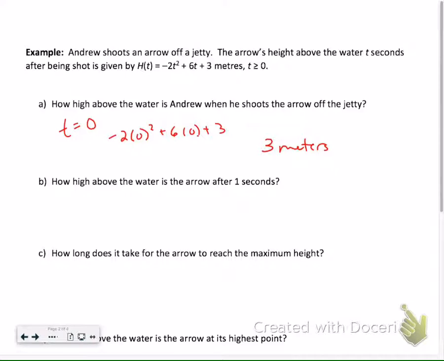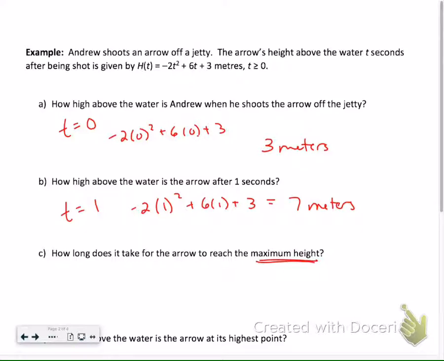Now, how high above the water is the arrow after 1 second? In this case, t equals 1. So negative 2 times 1 squared, plus 6 times 1, plus 3. That's going to give me 7 meters. Now, how long does it take for the arrow to reach the maximum height?